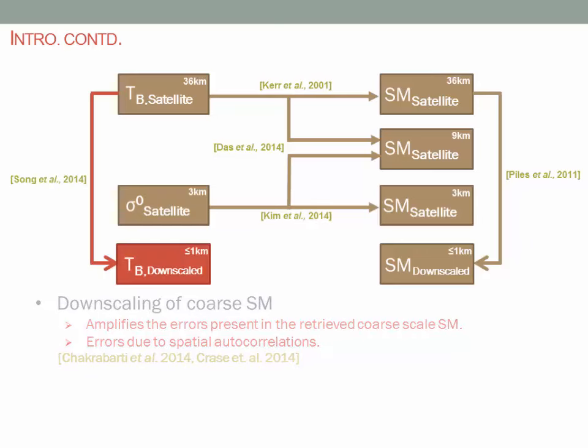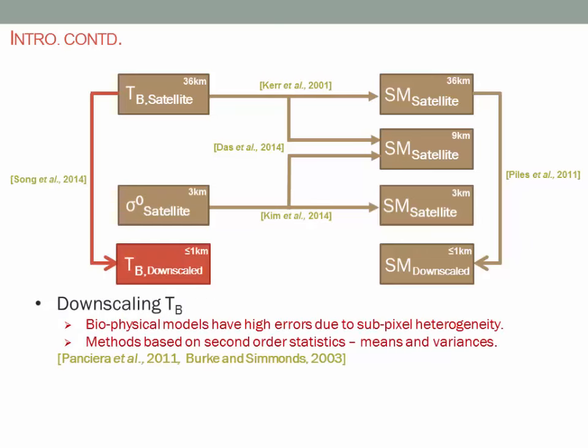A better approach is to directly downscale the satellite brightness temperatures instead of downscaling the soil moisture. And there are a few studies that have done this, but they all use biophysical models, which do not work well when the coarser pixels have spatial heterogeneity in them, either land cover heterogeneity or different meteorologies. So we decided to downscale brightness temperature, and then soil moisture can be retrieved if necessary.